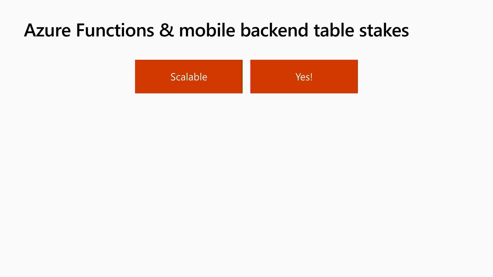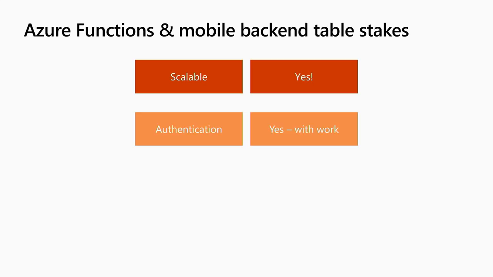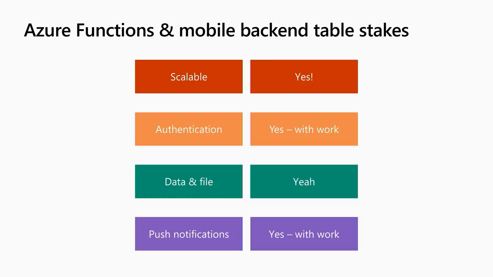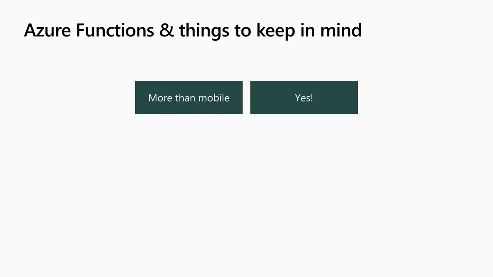The table stakes, scalable. Functions are wonderful for scaling, and they scale down to 0 when you're not using them. Authentication, same thing with WebAPI. Data in file, yes. There's a little more work to it to hook up with everything. And then push notifications, again, yes, with work.